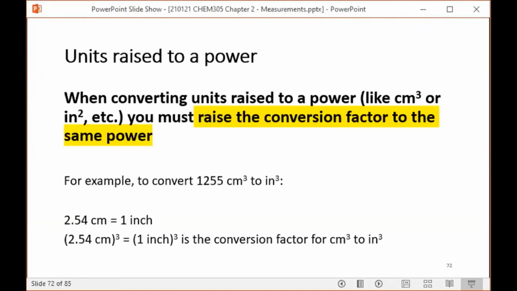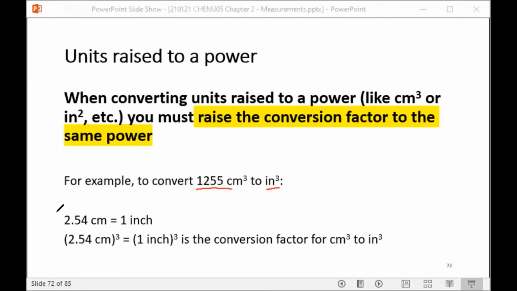Okay, another example, something you'll occasionally see, is what do you do if you have units raised to a power? Like if you're converting something like cubic centimeters or squared inches, how do you do those conversions? Because you have these units that are cubed now. To do that type of conversion, you have to raise the conversion factor to the same power. So for example, to convert 1,255 cubic centimeters to cubic inches, shown here, we want to convert 1,255 cubic centimeters to cubic inches.